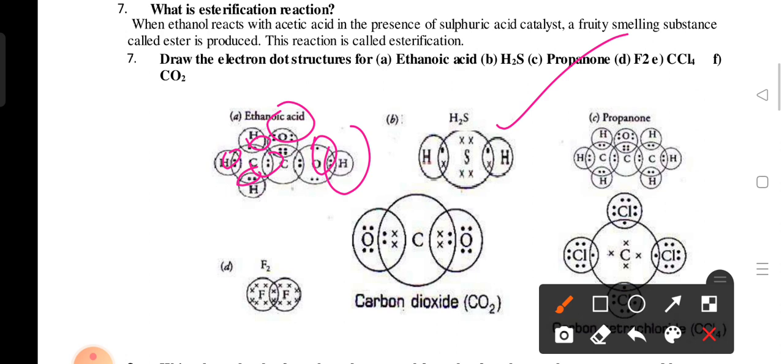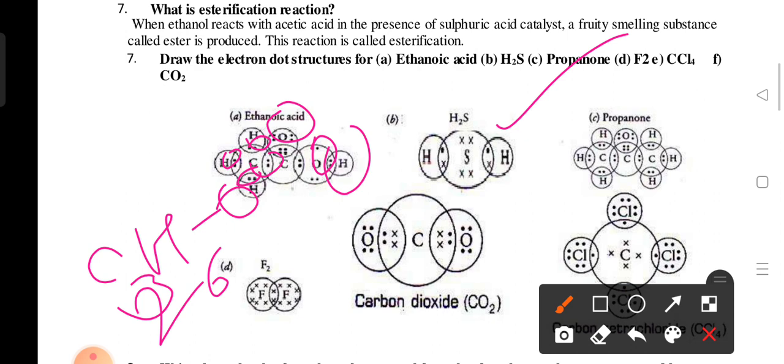Propanone, it's a ketone. Okay, how many carbon atoms are there? 3 carbon atoms are there. C3H6O. Or we can also write C2H6CO. Like this also we can write.